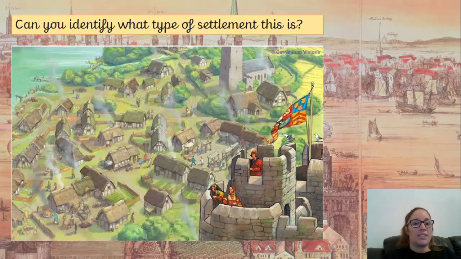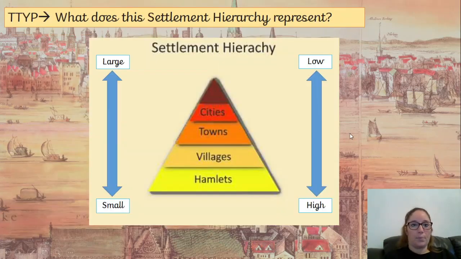Okay, so thinking back to the settlements, what type of settlement is this? Think carefully about the layout. What do you notice? So this is of course a Tudor village. You can see the houses are all spread out. Got a village church there. What do you think this settlement hierarchy represents?